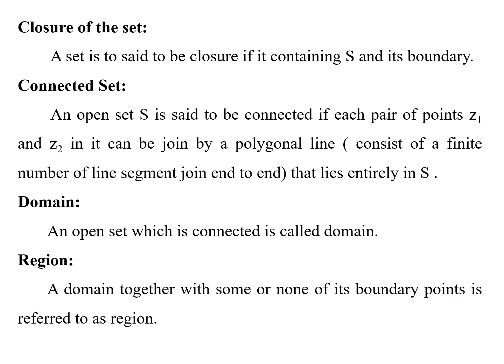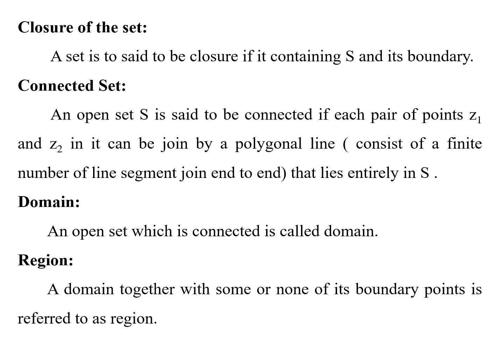Next one is connected set. An open set S is said to be connected if each pair of points z1 and z2 in it can be joined by a polygonal line. So within the set, we take any points, and if they can be connected, we say that set is a connected set.